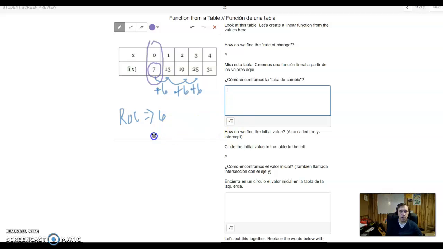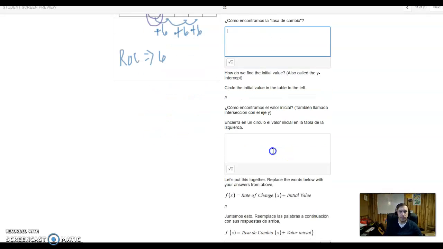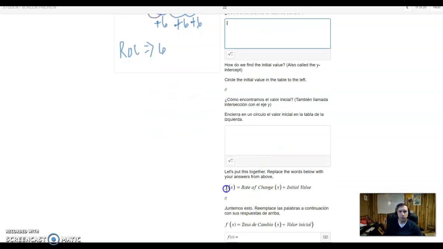So our rate of change is 6. Our initial value is 7. We're going to write our equation using this idea that our function of x equals the rate of change times x plus the initial value. So we get f of x equals 6x plus our initial value of 7. Now, does this look, oh, I said c, it should be f. I have x because that's what I define my variable as.